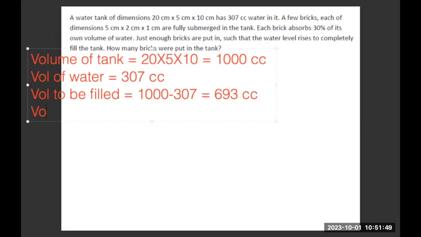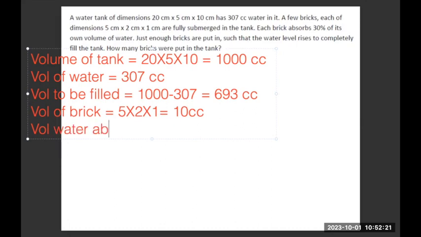Now I will look at the volume of brick, which is equal to 5 multiplied by 2 multiplied by 1, which is equal to 10. 10 cc is the volume. Out of 10 cc, 30% is absorbed. So volume of water absorbed is equal to 3. 30% of 10 is 3 cc, and the correct answer.